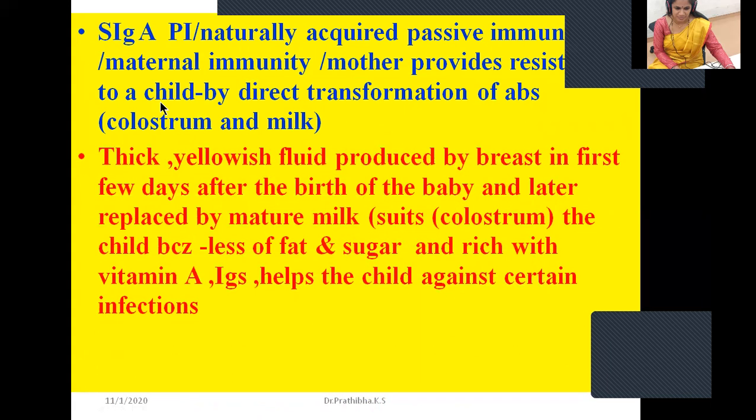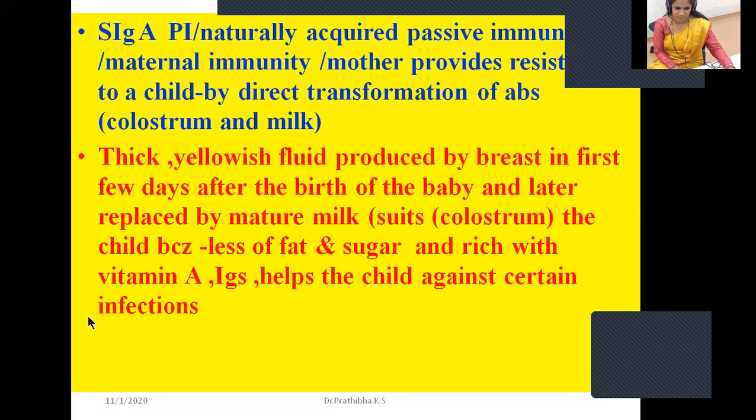What is this colostrum? Colostrum is a thick yellowish fluid produced by the breast in the first few days after the birth of the baby. Later this thick yellowish fluid will be replaced by mature milk. Colostrum protects the newborn baby because it is low in fat and sugar and rich in vitamin A and immunoglobulins, and helps the child against certain infections.